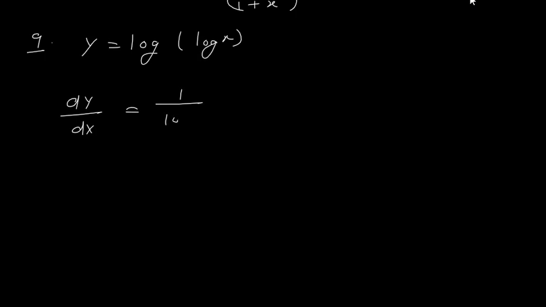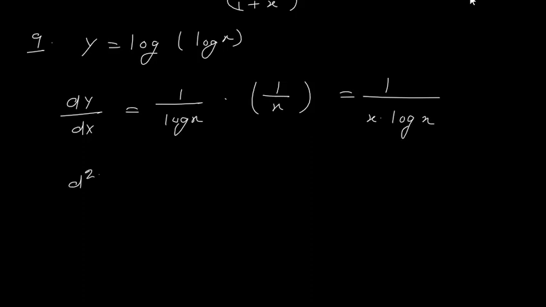Now let us see the ninth one. We will solve 10 questions today. So this ninth question we have y is equal to log of log x. So when I differentiate, we will get dy upon dx is equal to 1 upon log x into d by dx of log x, which is 1 upon x. So we have 1 upon x into log x.